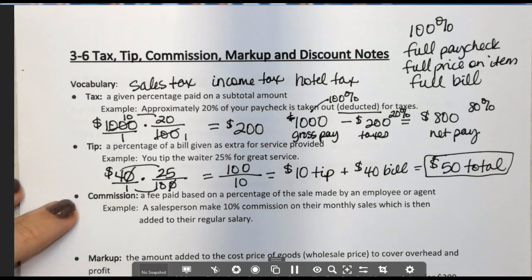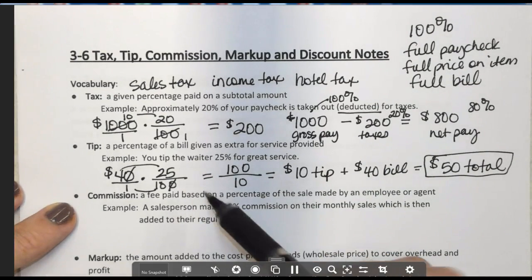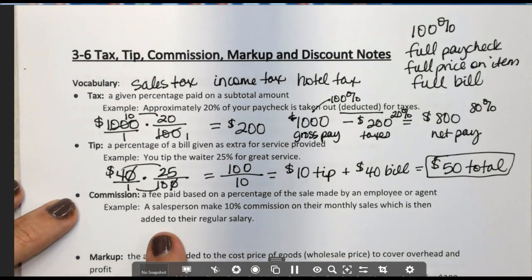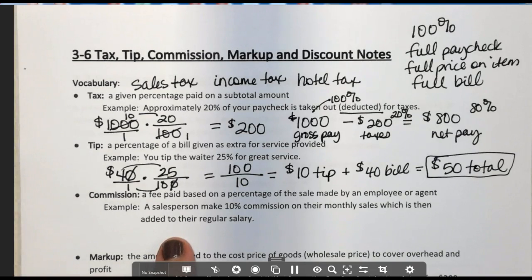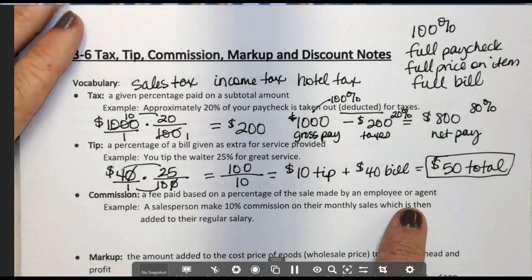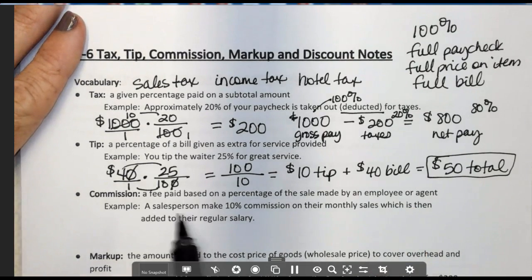So commission kind of works like a tax and a tip. It's an extra amount that's paid, but it is typically seen when people have jobs in sales. So when they're selling a certain product, they're motivated by their employer to sell more by paying them commission. So you get paid your normal salary, the normal amount you get paid, but then depending on how much you sell, they'll pay you kind of an extra bonus. It's kind of an extra bonus that you get on top of your regular pay.